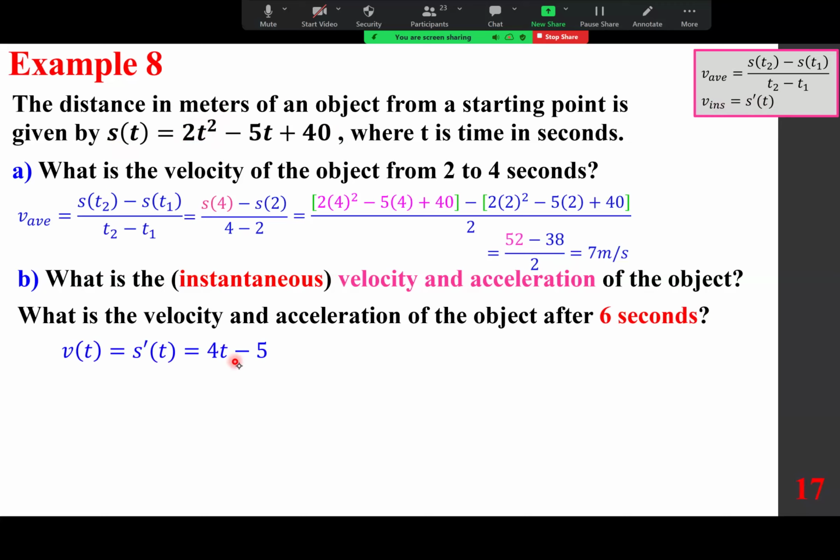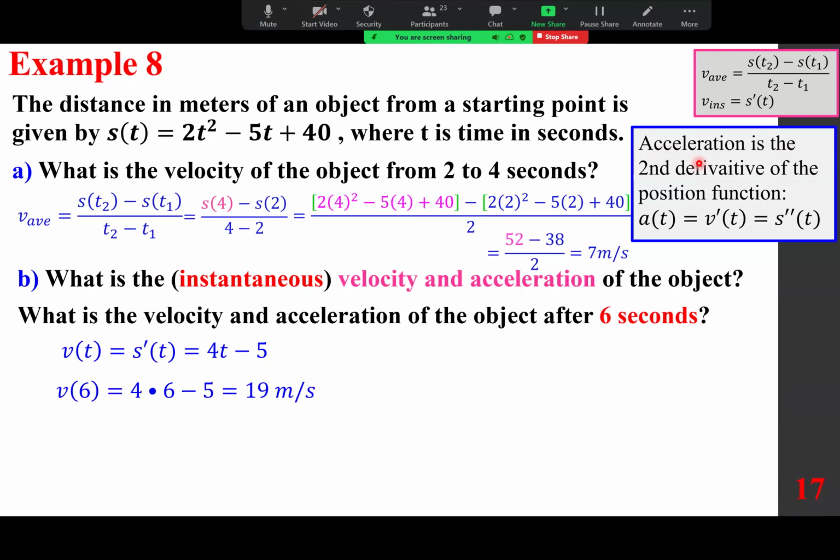And this was done, again, previously. Now, the first part for velocity is done. The second part for velocity, you plug in t equals 6, 4 times 6 minus 5 meters per second. Now, what about acceleration? Acceleration by definition is the second derivative of the position function. So a of t is v prime of t is s double prime of t, which means differentiate this expression again, and you get 4 meters per square second.